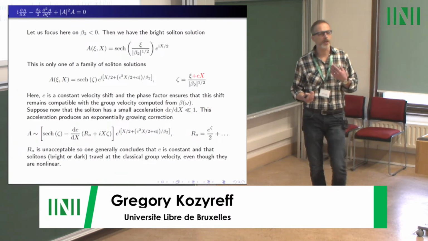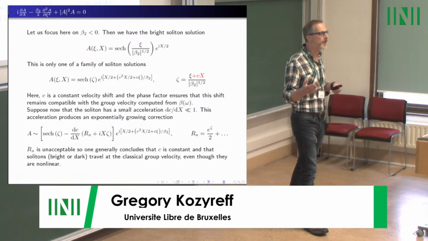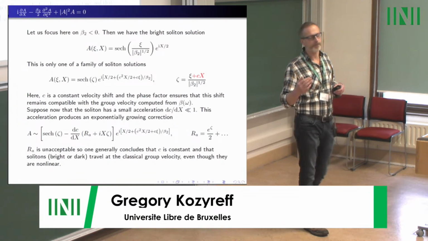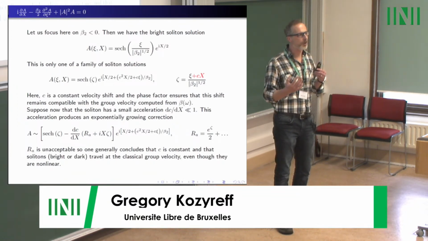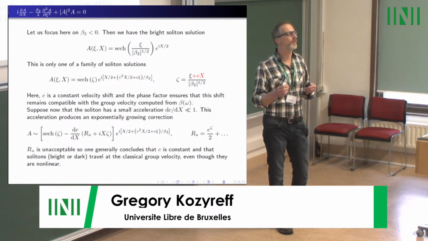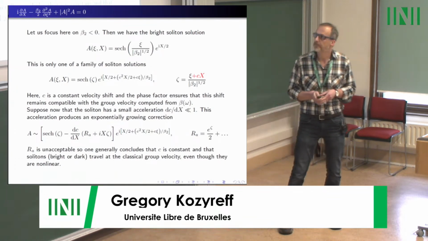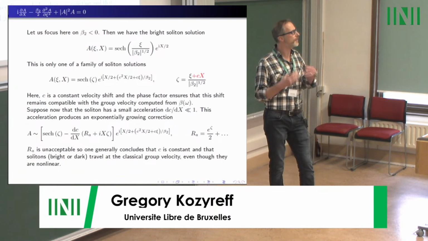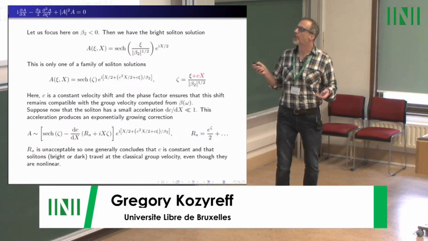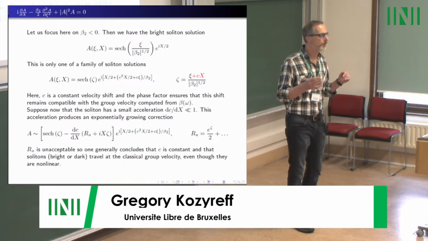And this extra modulation, physically, means that you change slightly the frequency of your carrier wave so that everything is compatible with the classical formula for the group velocity. Okay? So with this phase factor, the classical formula for the group velocity remains valid, and this is why this formula remains always, almost always true.